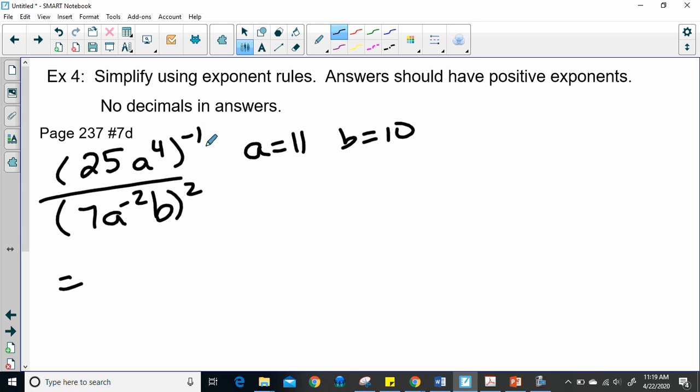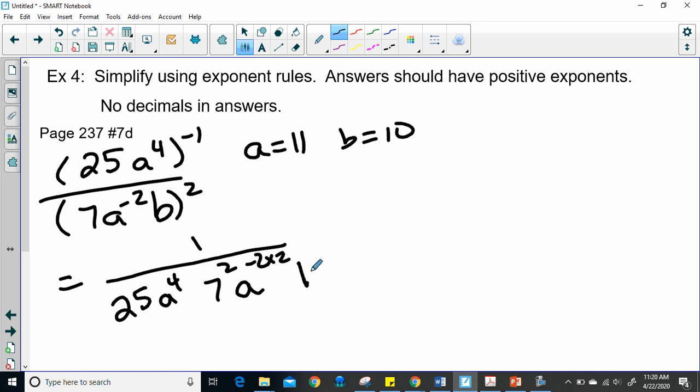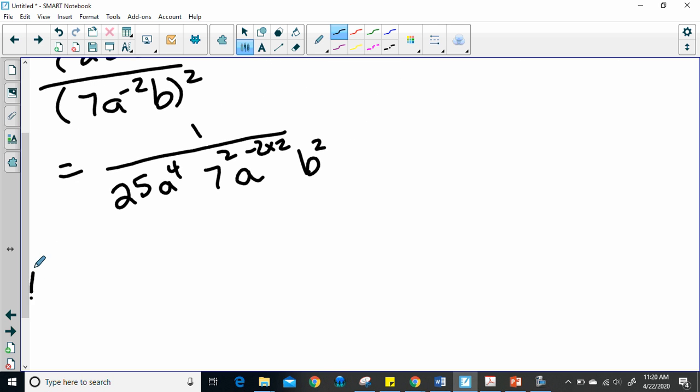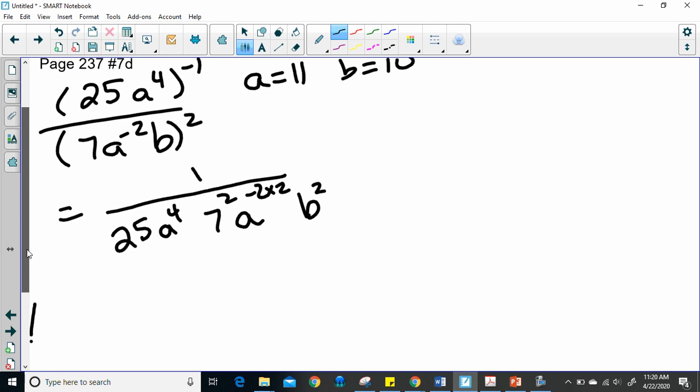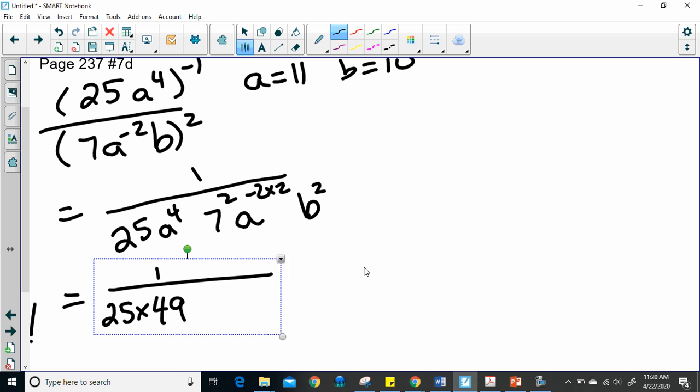So let's say, well, that's -1, so that's all going to come down into the denominator. So you get 25 a to the 4. And let's see, let's bring this 2 in here. So we've now got 7 squared, a to the -2 times 2, and b to the 2. Okay, so there's a lot there, but don't worry, this will simplify. So let's see, that's going to equal 1 over 25 times 7 squared is 49.